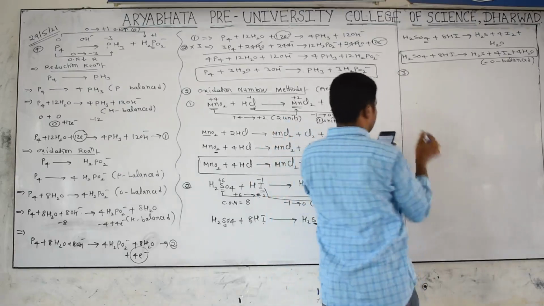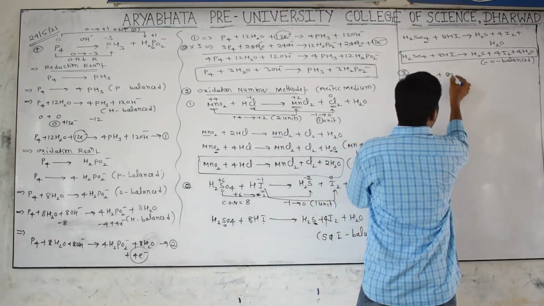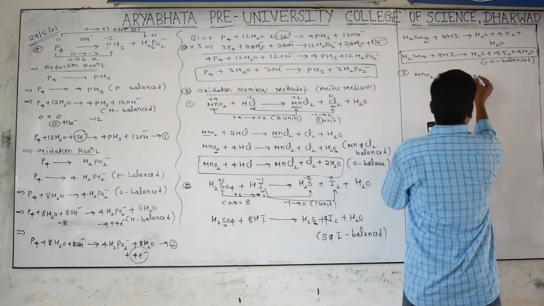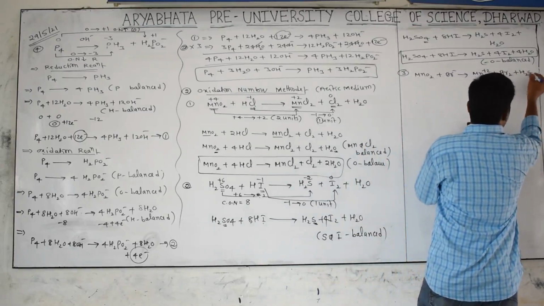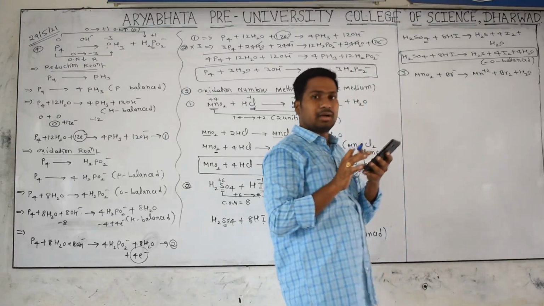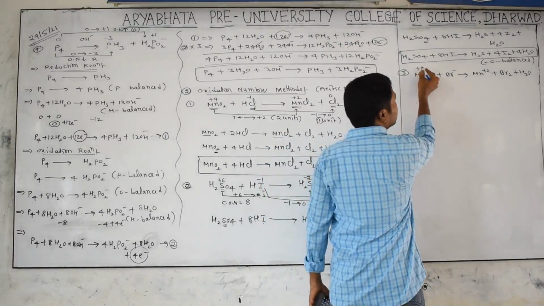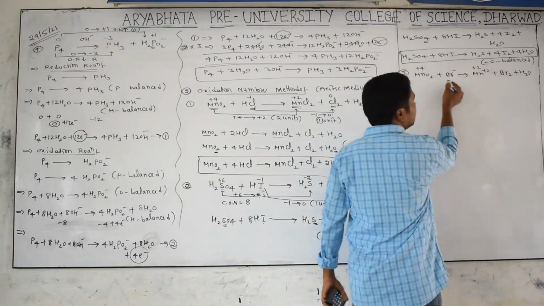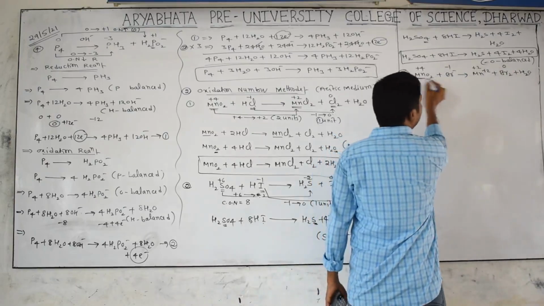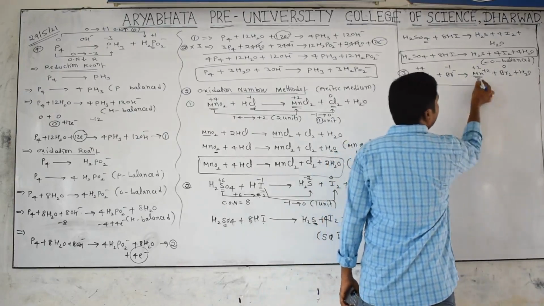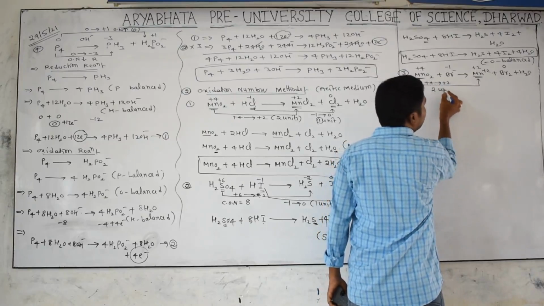Third, oxidation number method. MnO2 plus Br minus gives rise to Mn plus 2 plus Br2 plus water. Okay, check it. How to balance this equation? Listen carefully. First of all, we have to find out the oxidation numbers. Plus 4 here, plus 2 here. Here minus 1 oxidation number, here 0 oxidation number because of elementary form. Now focus on manganese oxidation number change. Manganese oxidation number changing from plus 4 to plus 2 means how many units is changing? 2 units change is there.